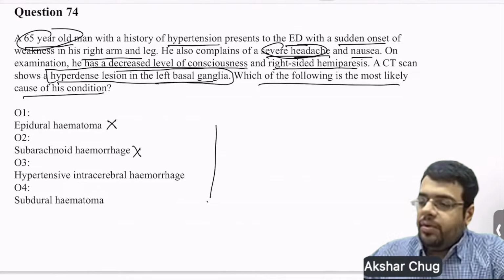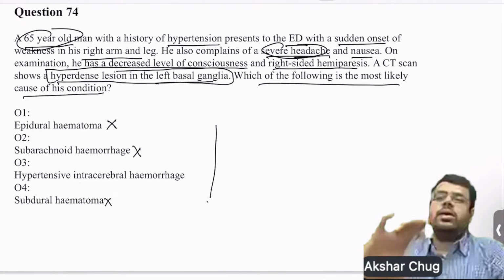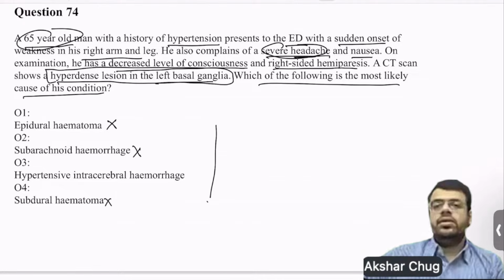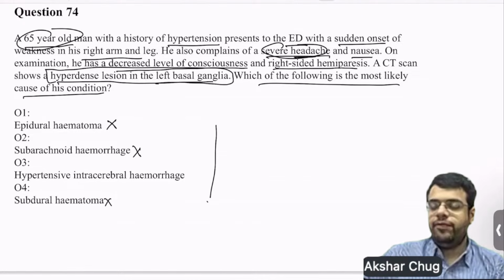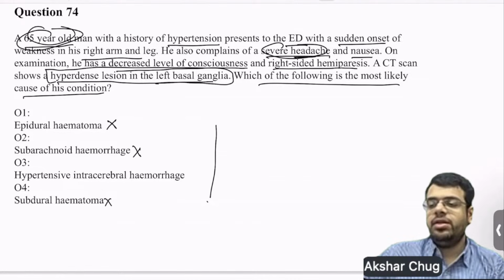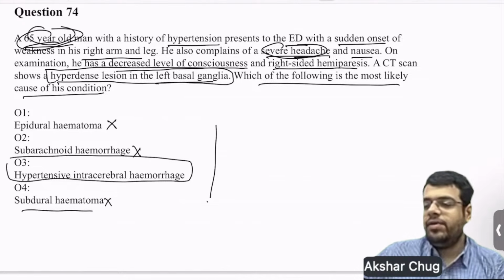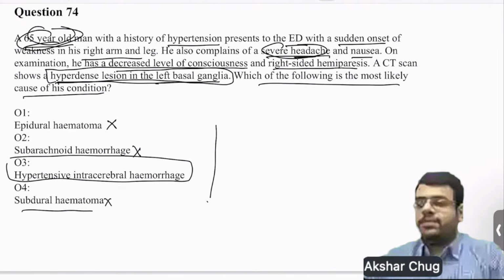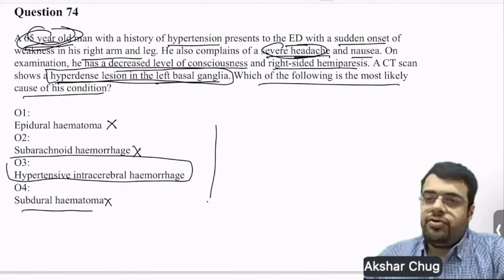Subdural hematoma, again, presents as a banana-shaped lesion on the CT scan. Here, there is no mention of that, although the age resembles the one which we see in subdural hematoma. The answer which fits here is hypertensive intracerebral hemorrhage, as there is a hyperdense lesion in the left basal ganglia. So basically, it is a hemorrhagic stroke.